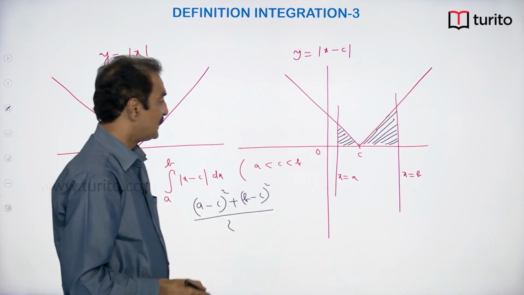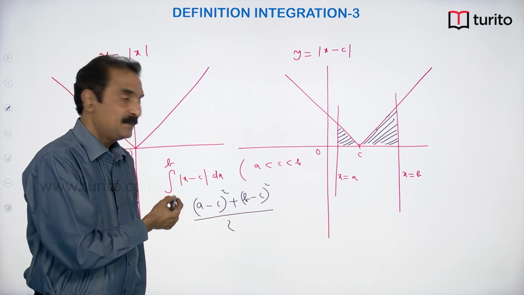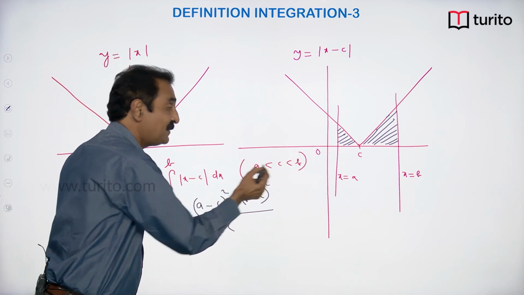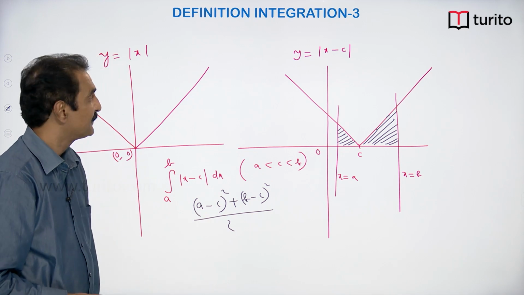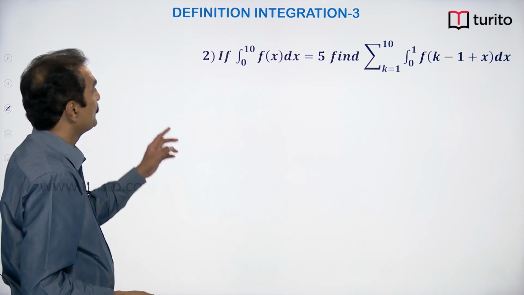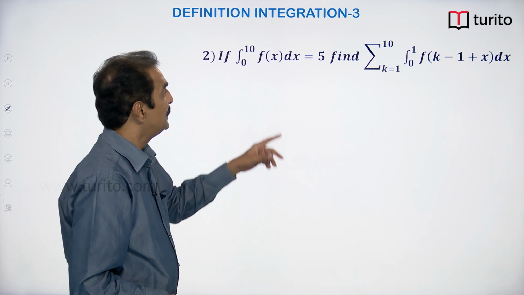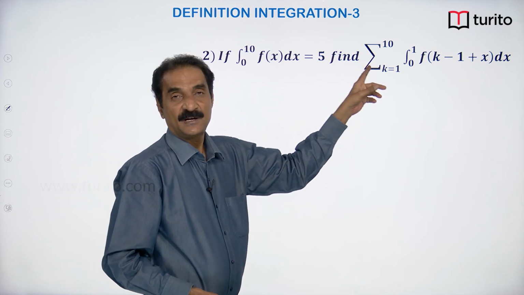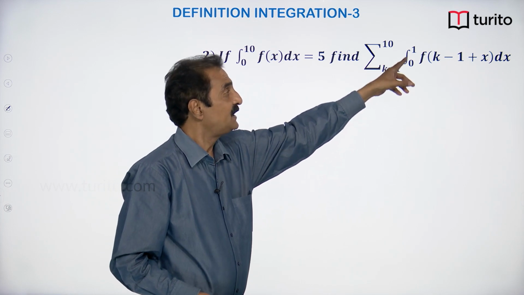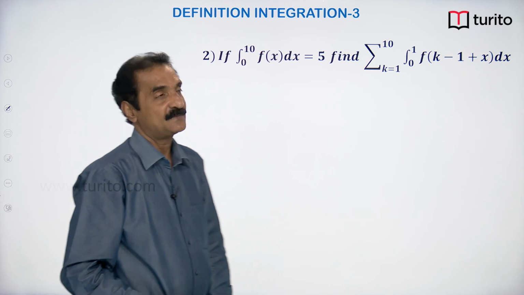Okay. So all of you remember this formula for the integral of mod x minus c between a and b, but make sure that c lies between a and b. Now next question: if the integral from 0 to 10 of f of x dx is equal to 5, find the integral, sigma k varies from 1 to 10, integral 0 to 1 of f of k minus 1 plus x dx.